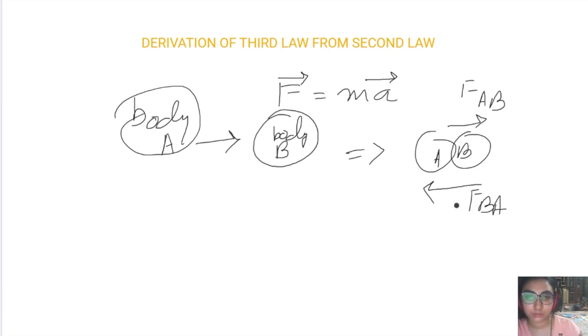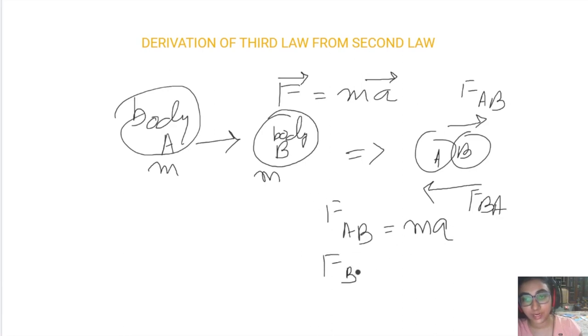So now, if they are of the same magnitude, and this is also M, then what will happen is FAB equals M into A, and FBA is also equal to M into A, but there's a negative sign.